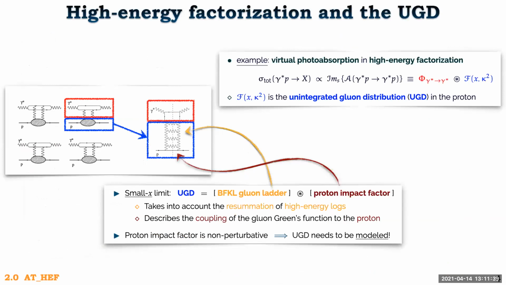Then inside the high energy factorization between the impact factor and the BFKL ladder, we can recognize the unintegrated gluon distribution, even in the case of virtual photoabsorption. So in DIS, it is the lower subfactorization. We have a convolution between the BFKL gluon ladder and the proton impact factor. And in this small x limit, this represents nothing but the unintegrated gluon distribution. The BFKL gluon ladder, as we know, takes into account the resummation of high energy logarithms, while the proton impact factor describes the coupling of the gluon Green's function to the proton. Since the impact factor is non-perturbative, the whole UGD is partially a non-perturbative quantity, and it has to be modeled.